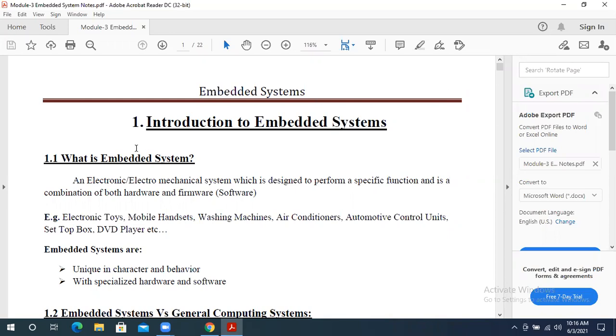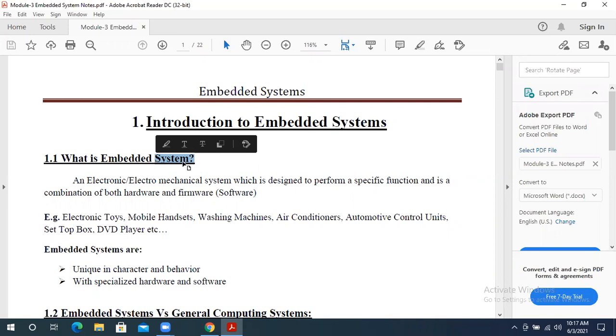So first, what is an embedded system here? It is very important to understand. By seeing this word, system means it has some units in it. Combined together, it's called a system here. For example, you can say a computer system. It has different parts: a CPU, a monitor, hardware parts, and also software. By combining both together, it is called a system here.